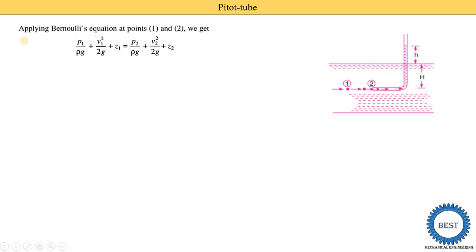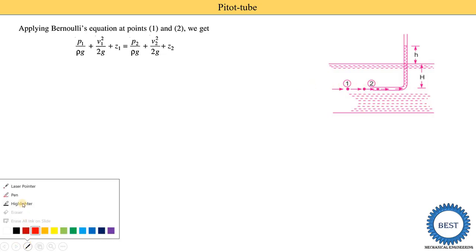So pressure energy is written as P1 upon rho g, kinetic energy is written as V1 square upon 2g, and potential energy is written as Z1. Similarly at point 2 the fluid has the same energy: pressure energy P2 upon rho g plus kinetic energy V2 square upon 2g and potential energy Z2. Now earlier we discussed that they are at the same level, meaning if we measure this distance it is Z1, we measure this distance it is Z2, and they are at the same level.